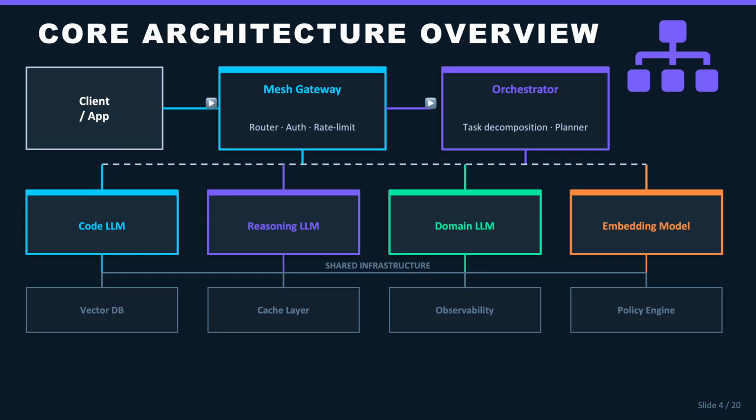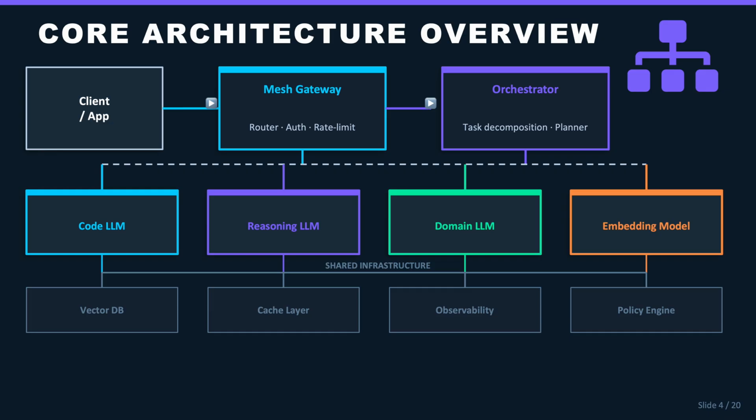Core architecture overview. Let's walk through the full 3-tier architecture. At the top, you have your client or application layer. This could be a web app, an SDK, or an agent framework making API calls. Requests flow first to the mesh gateway, which handles authentication using JWT tokens, enforces rate limiting per user and tier, and performs initial routing classification.